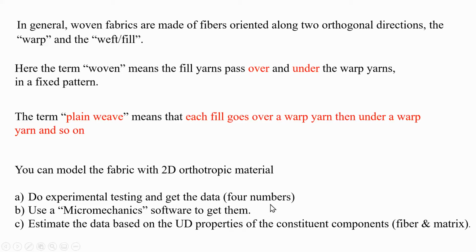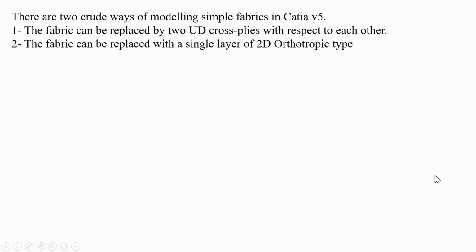Okay, so my point is that either you do experiments to get those necessary data for the fabric, or you use micromechanics software to get them, or you can make a very rough estimate based on what the bundles are made of, what your resin is, and the volume fraction. You can estimate the properties that you're looking for.